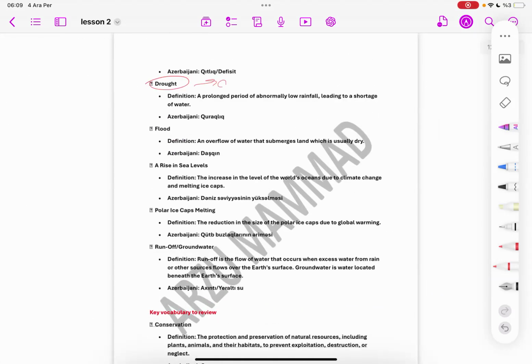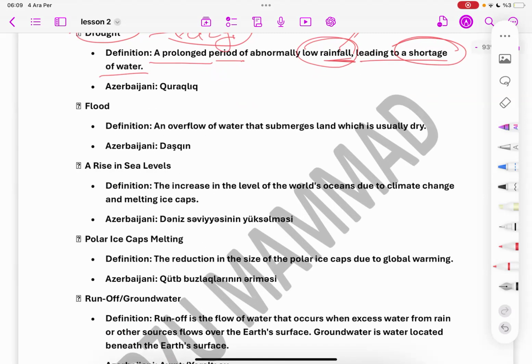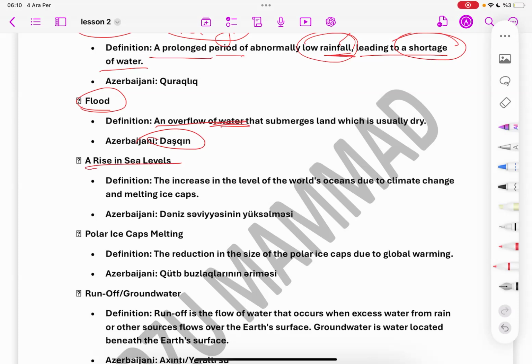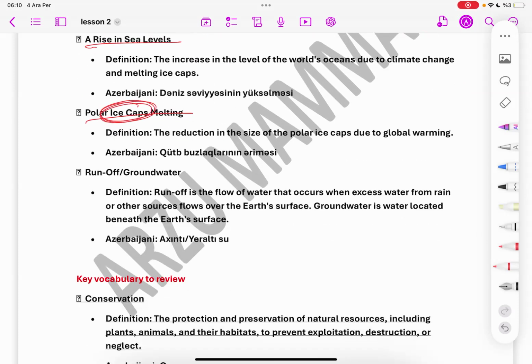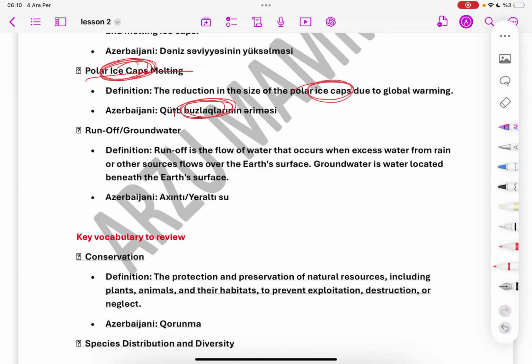Drought, it looks like the word dry, it is the noun form of it. A prolonged period of low rainfall. What was the synonym of rainfall? Do you remember this one? Precipitation, leading to a shortage of water. What was the synonym of shortage? Lack or maybe deficit. Flood, an overflow of water. So most probably you know this one. A rise in sea levels, very easy. Polar ice caps melting. So ice cap. So you can see its meaning here, ice cap. Okay, keep it in your mind. It is in the polar areas.